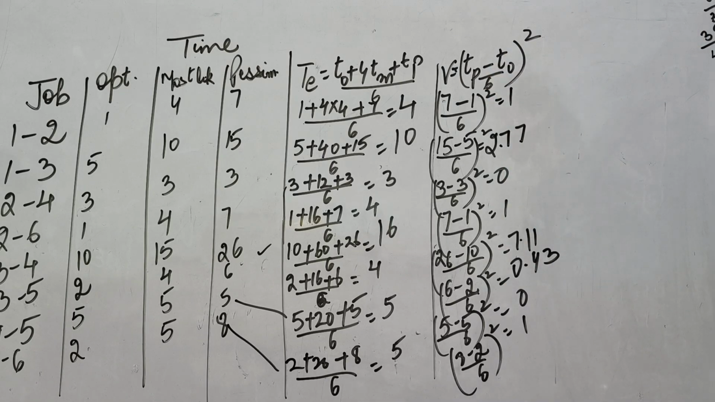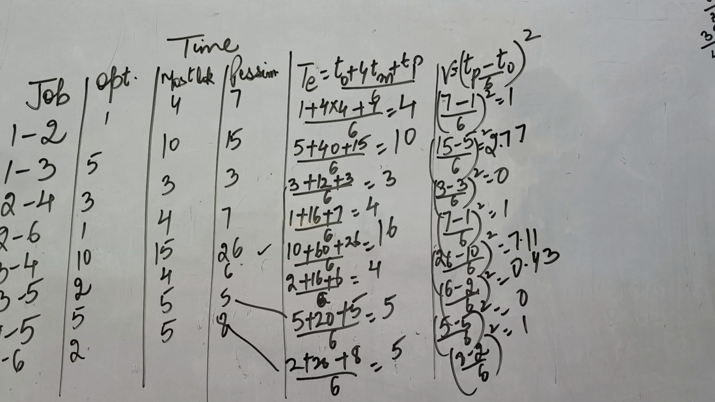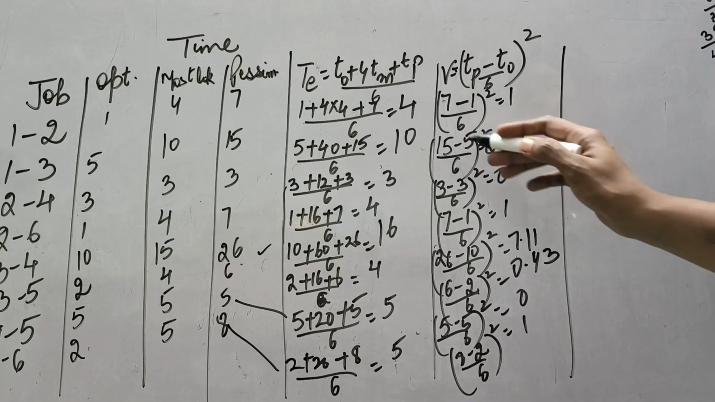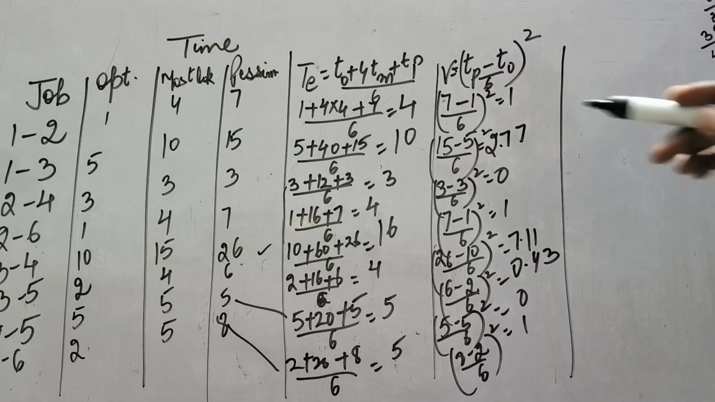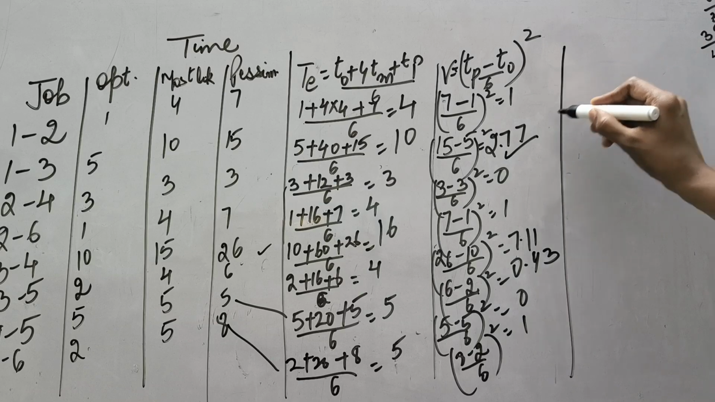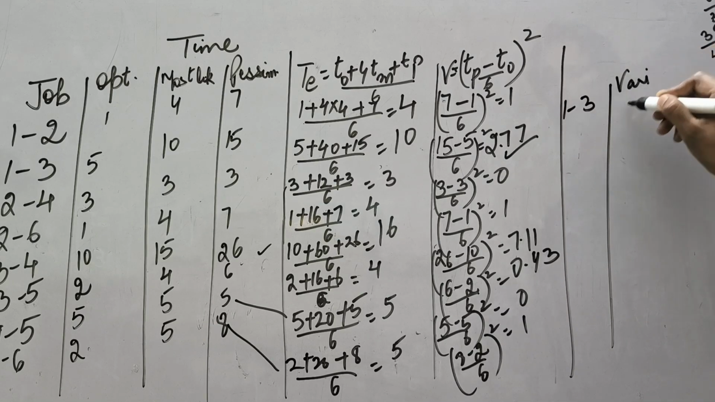If in the question you have been told to calculate the variance of the critical path, you will be taking only those activities which are concerned with the critical path. Now, in order to solve the probability concept, you have to see which ones are the critical path variances. If we look at our critical path, the first activity was 1 to 3, and the variance of that activity is 2.77.